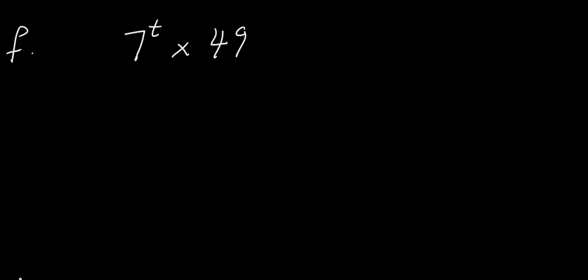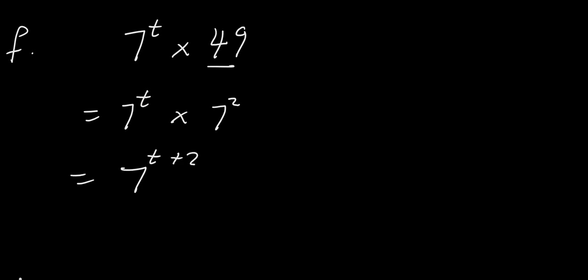Question F, we have 7 exponent t times 49. So we can break 49 into 7 squared. So this will become 7 exponent t times 7 squared. So now if we apply the multiplication rule to this, you keep the base, which is 7, and add the exponents, t plus 2. Since t cannot be added to 2, this becomes your final answer to this question.